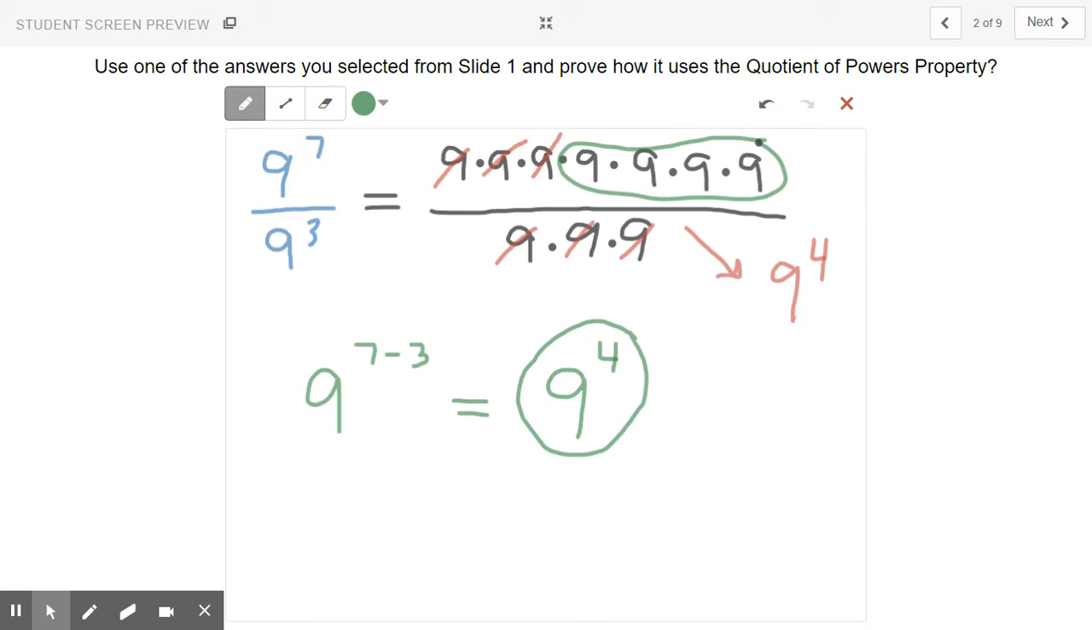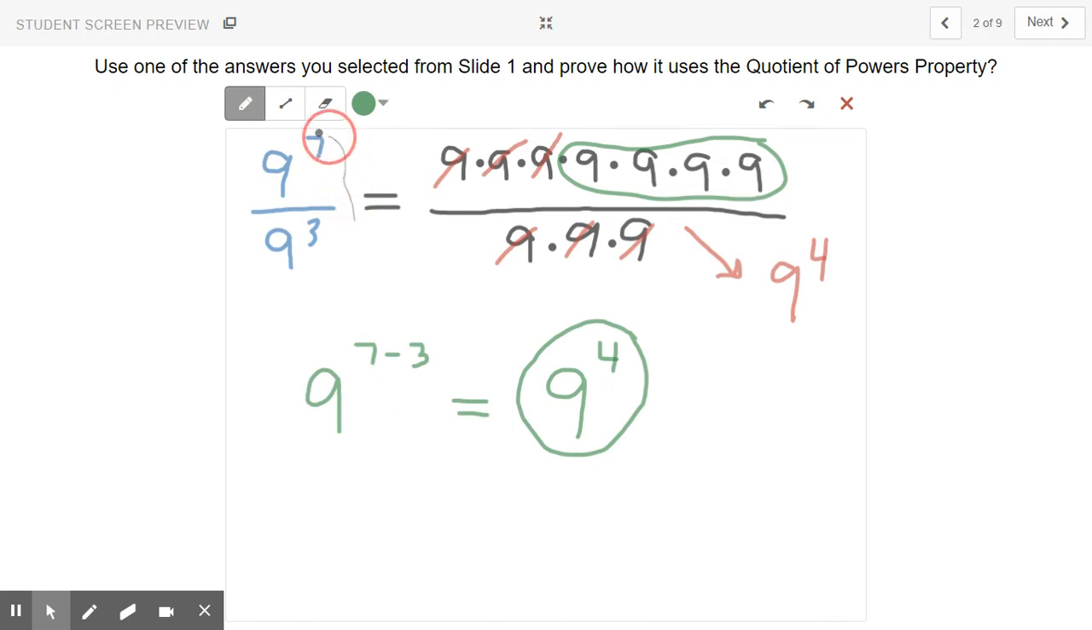Now the quotient of powers property states that when the bases are the same, you could subtract the exponent in the numerator minus the exponent in the denominator. What they're really saying is you could take away 3 of the 9s from the 7. And that's exactly what I did here. I took 3 9s from the bottom and 3 9s on top. So when you subtract 7 minus 3, it equals 4.